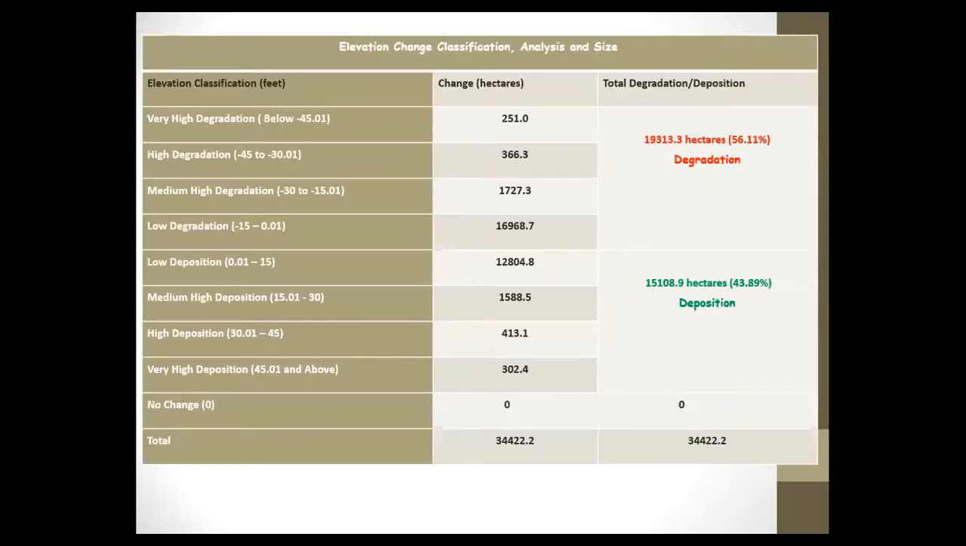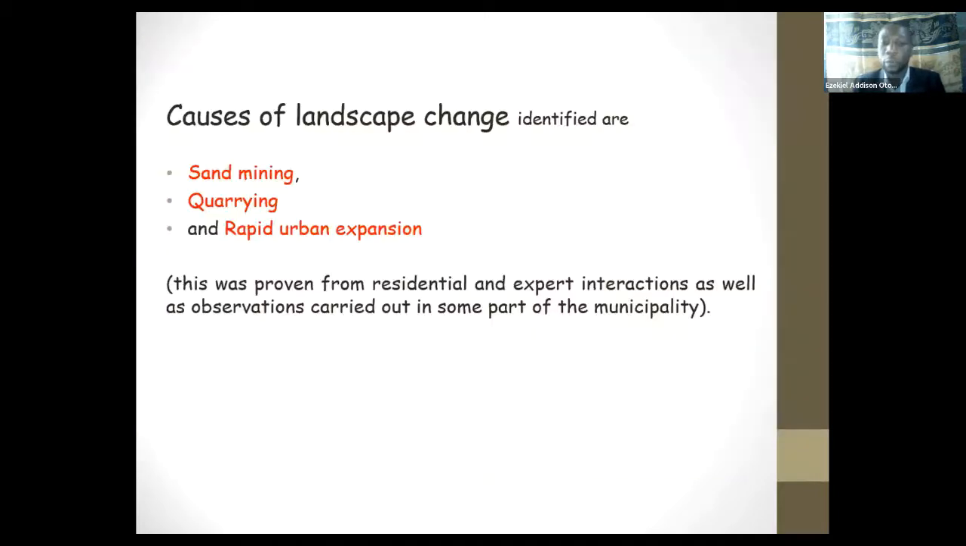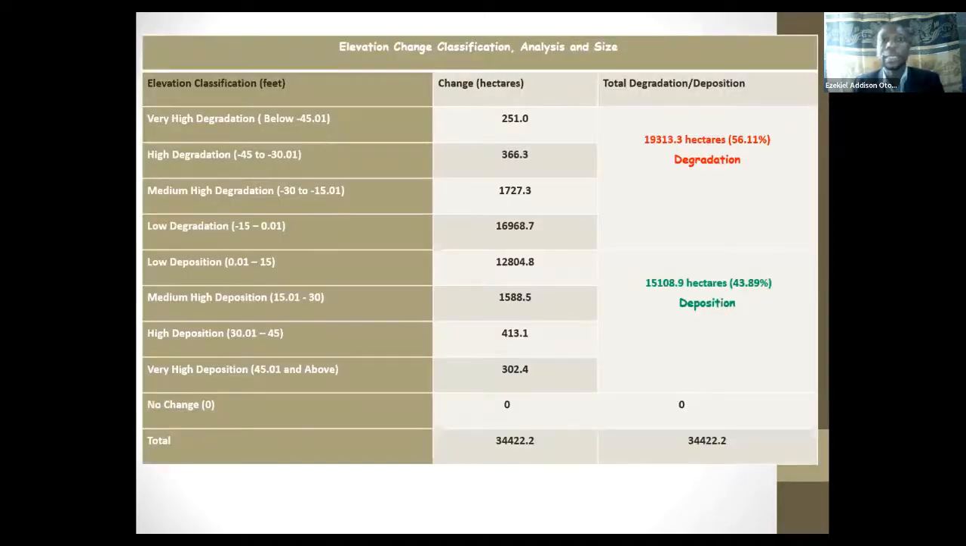So we discovered that 56.11% of the landscape area has undergone degradation, whilst 43.89% of the area has undergone deposition or aggradation. So on our left, we have the classification of elevation and the changes in hectares of land, which have undergone changes within the given period of time.